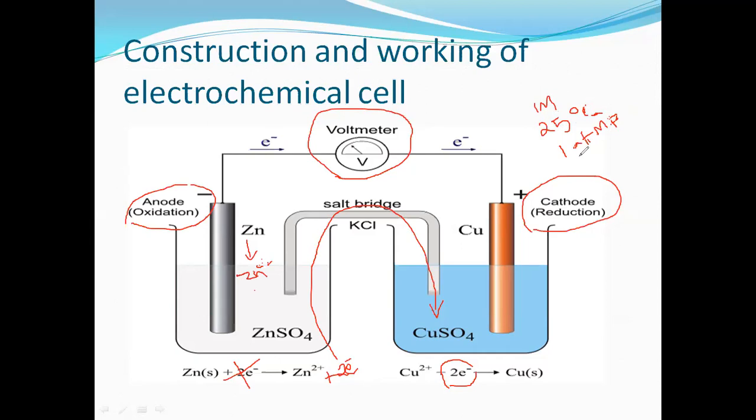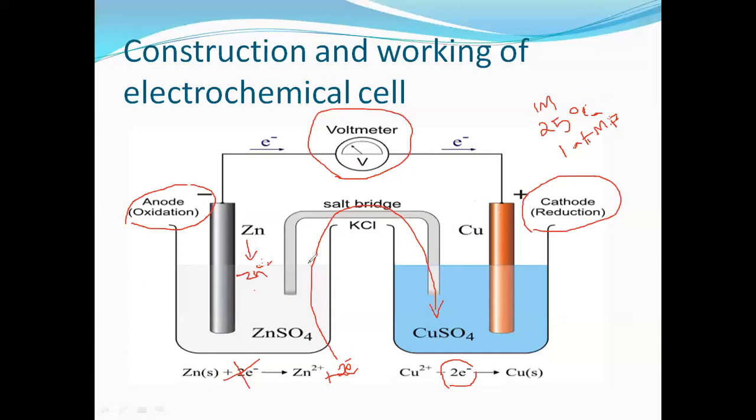Under these conditions, what will happen? Zinc sulfate is oxidized and copper sulfate is reduced. Loss of electrons is known as oxidation and gain of electrons is known as reduction. The anodic reaction takes place at the zinc sulfate, and the cathodic reaction takes place at the copper sulfate. The anodic reaction is oxidation and the cathodic reaction is reduction.